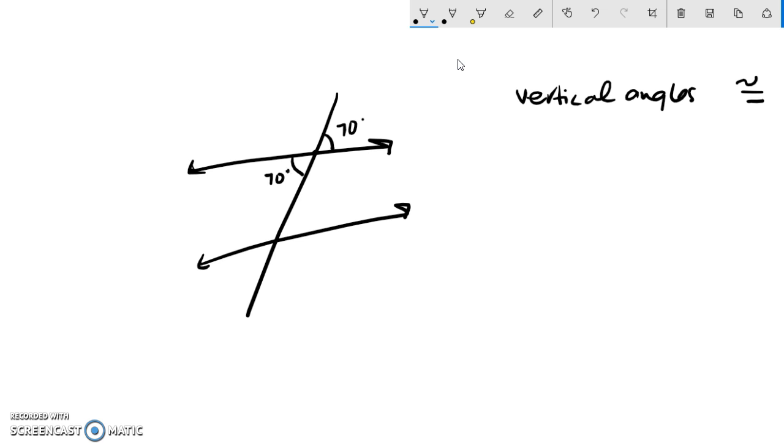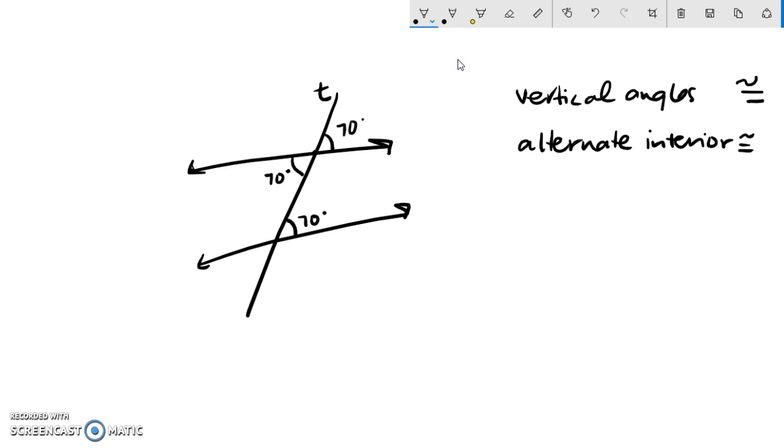Now that we know that this one is 70, this angle has a relationship with this one down here, and these are called alternate interior. These are also congruent. So this one's going to be 70 degrees also. Alternate means different sides of the transversal. Here's our transversal that we're going to call T. So they're on opposite sides of the transversal, but both of these angles are between the two parallel lines, right? The 70 and the 70 here are both between this line and this line.